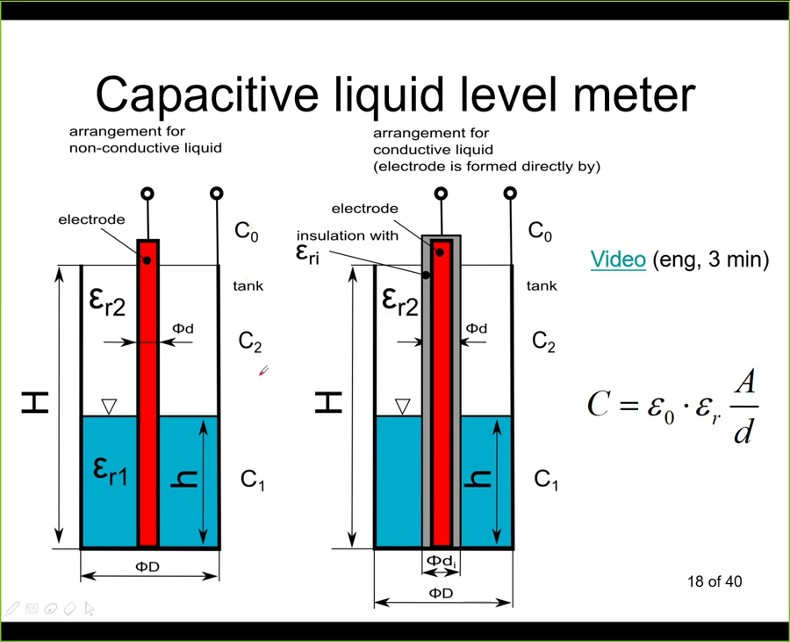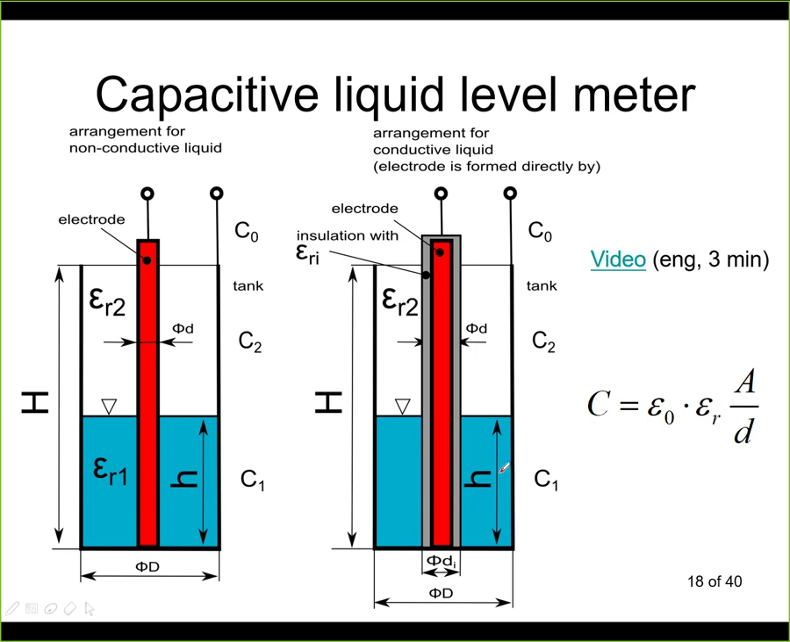Now, if you have a conductive liquid, you need to electrically insulate the electrodes from the liquid, and you need to insulate at least one of the electrodes. So typically it's done in a way that the middle electrode is insulated, and here we see the insulation, and this is the liquid level, but this liquid now is conductive. Since this is insulated, it will not be in electrical contact with the middle electrode.